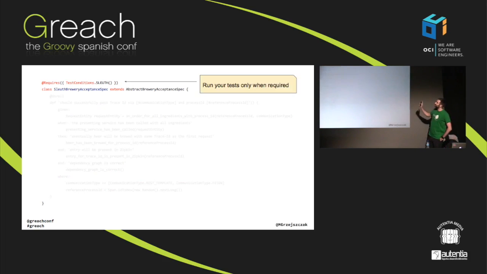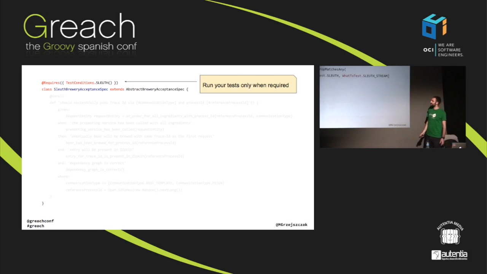So let's start with the upper section. Who knows about the requires annotation in Spock? Okay, quite a few people. It's very cool because, again, you will run the test only for some conditions. So if you don't pass them, the test gets ignored, and the build is faster. So here, I wanted to ensure that I run this test only if you want to test sleuth, because it's a sleuth test. Makes sense, right?